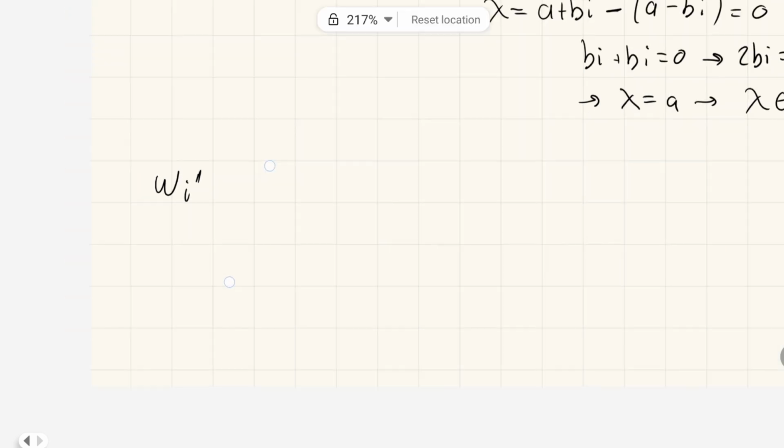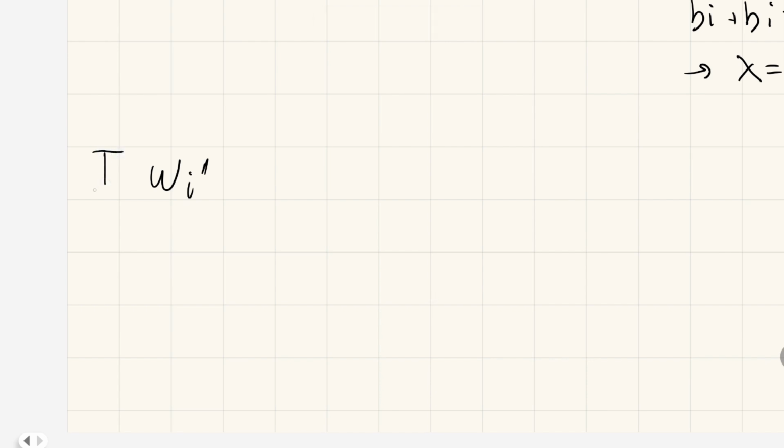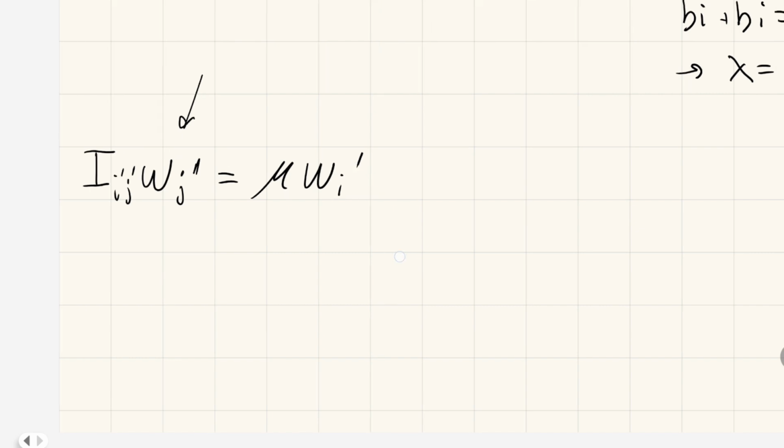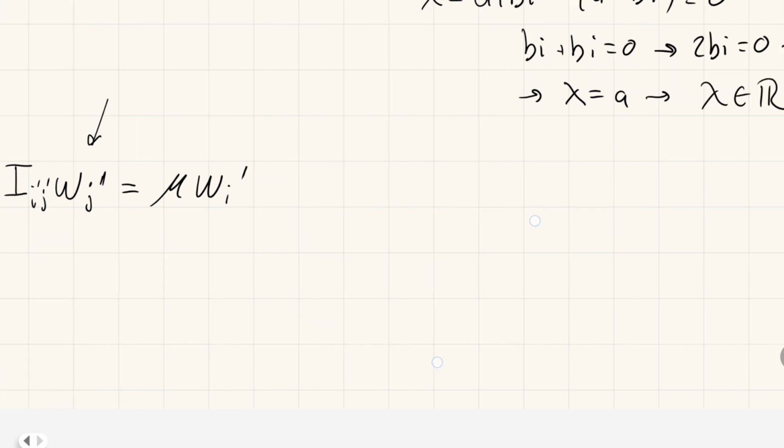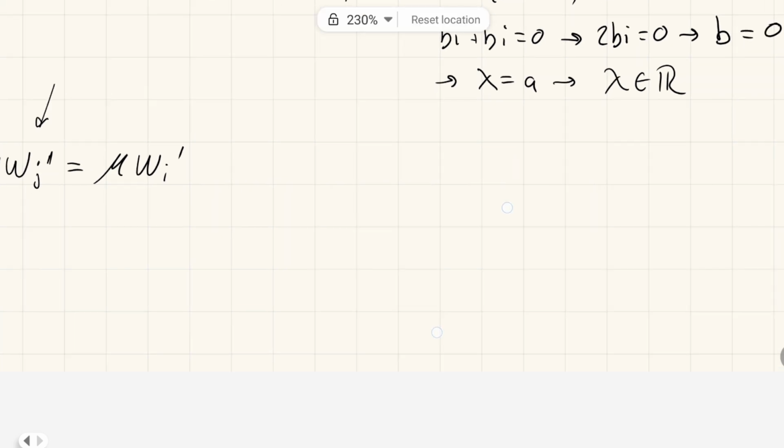So that means that if we multiply I here, let's say I prime j prime, and let me change this w to a j, since it is an eigenvector of I, this is going to be equal to a constant mu times omega I prime. This is the eigenvalue equation for the eigenvector W. Perfect. Now we are going to look at this quantity.